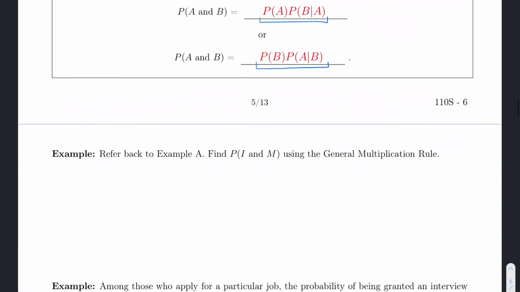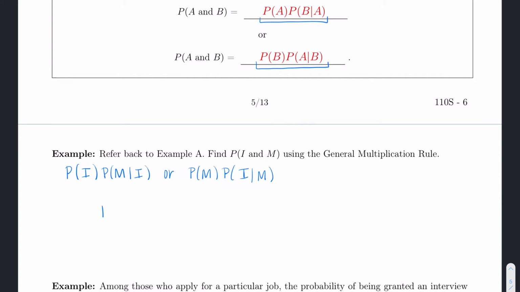And so here I could either calculate the probability that somebody is in favor and multiply that by the probability that somebody is male, given that they are in favor, or I can calculate the probability that somebody is male and multiply that by the probability that they're in favor, given that they are male. And so I can do it either one of these ways. I'm going to do it this second way because we've actually already found this conditional probability right here. We found that on the previous page.